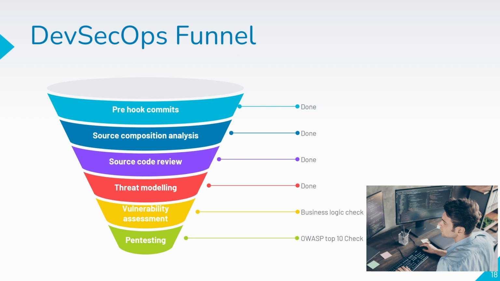So now you have this simple funnel. This time is flying, huh? You've sorted the pre-commit hooks, like those AWS issues, source code composition, source code reviews. I didn't talk about that because I think that's the one thing we all know. Threat modeling. So now your pen tester is at the bottom of the funnel. He has two things to do: vulnerability assessment and pen testing.